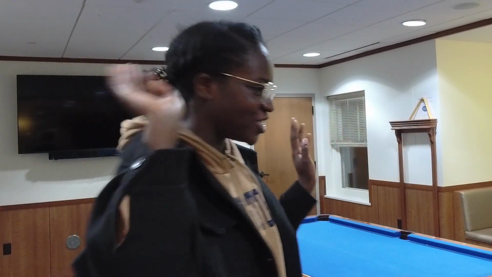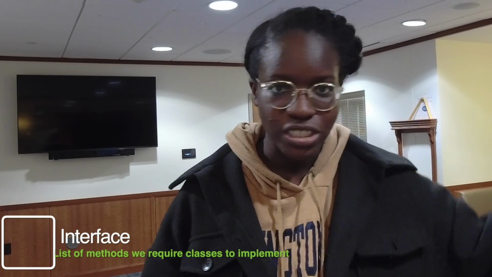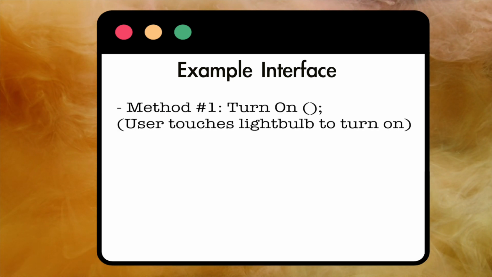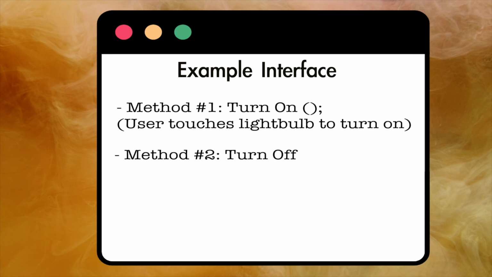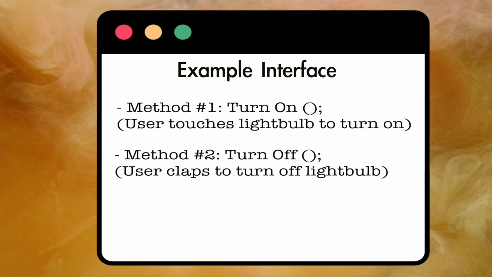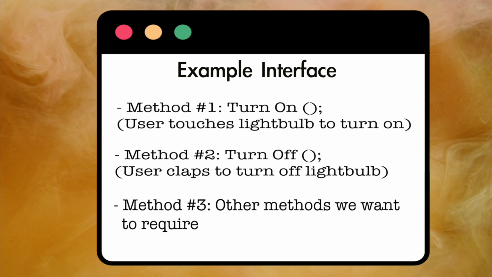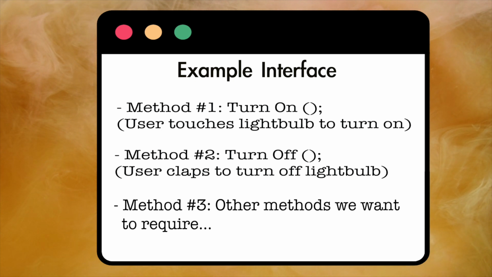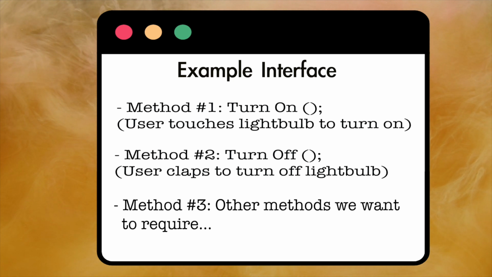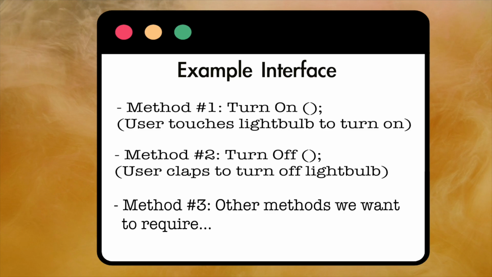Want to guess? That's right, interfaces. Good job. Genius you. Remember, an interface is just a list of methods that we're going to require classes to implement. So in my interface, I could have a method called turn on, which requires the user to touch the light bulb to turn it on. I could have another method called turn off, which requires that the user should clap to turn off the light bulb, and so on. Each company can code up this interface however they want. But at the end of the day, for each light bulb, my user would know to touch it to turn it on and to clap to turn it off.